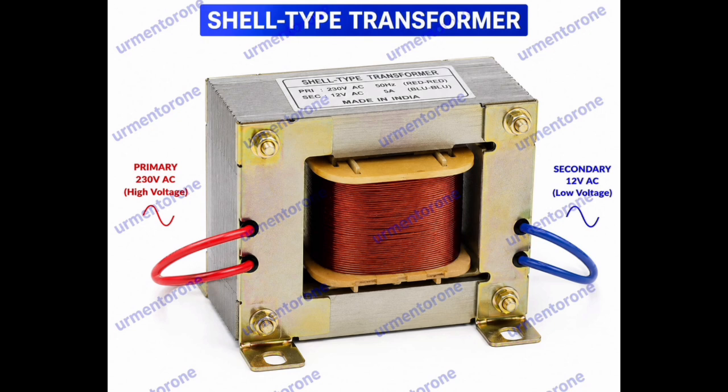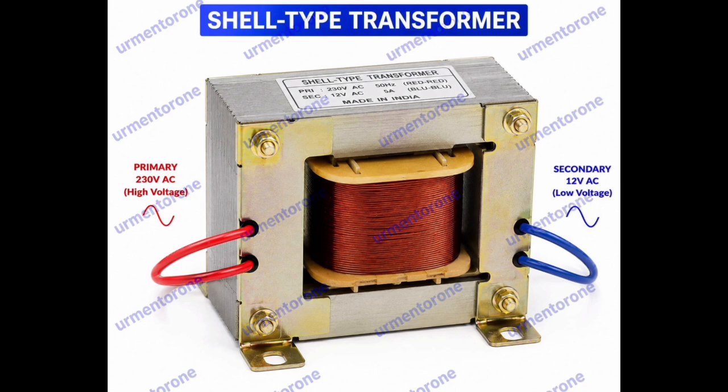Second one, shell type transformer. In a shell type transformer, the core surrounds a major portion of the windings. Construction. The core usually has a three-legged structure. Both the primary and secondary windings are wound around the central limb only. The windings are arranged in a sandwich fashion where layers of HV and LV windings are alternated along the limb.